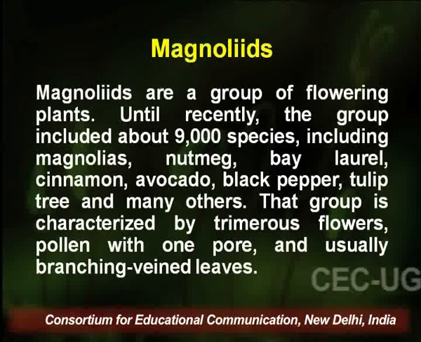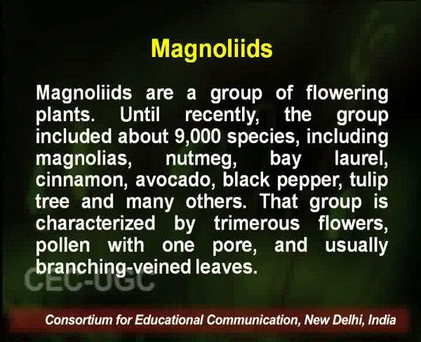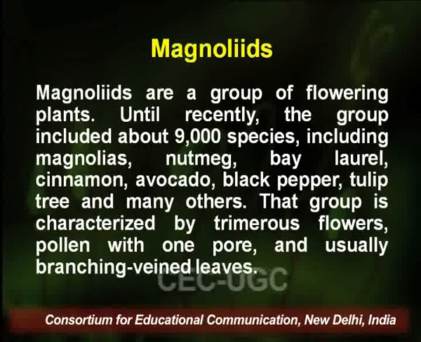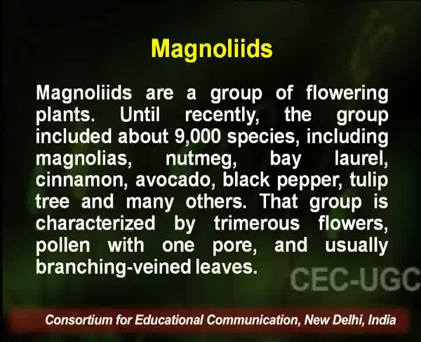Now, moving on to another major clade, the Magnoliids. They are a group of flowering plants, and until recently the group included around 9,000 species.